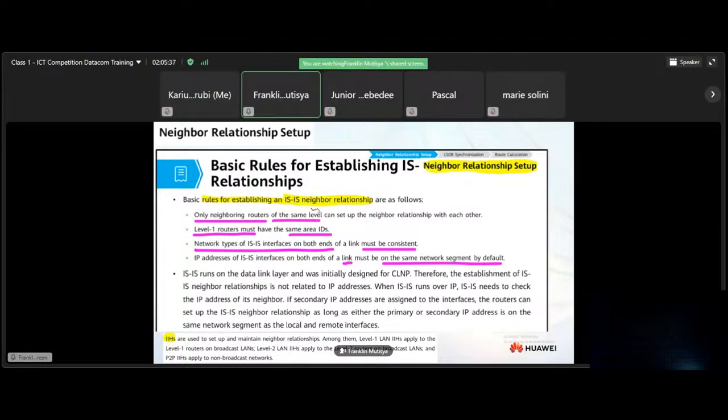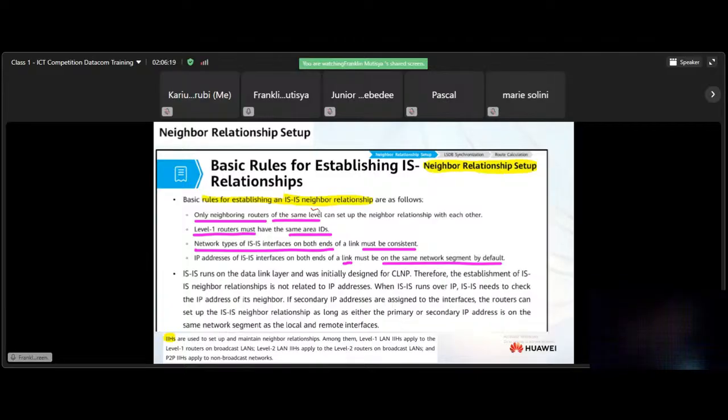Rule number 3: the network types of an ISIS interface on both ends of an ISIS link must be the same. So we have two routers, router A and router B, connected together. You need to ensure that the network type on both sides has been configured the same. If you have chosen broadcast network, on router A you configure the network type as broadcast, and on router B you configure the network type as broadcast. Network type has to be the same.